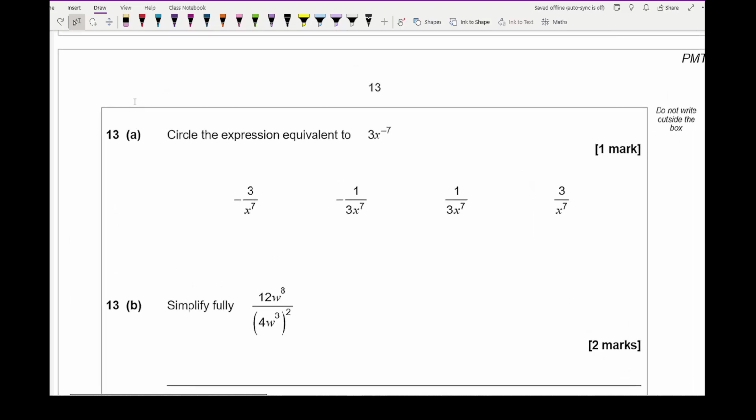Moving on to question 13, let's just zoom in so we can see it a bit more clearly on the screen. It says circle the expression equivalent to 3x to the power of minus 7. So for this, 3x to the power of minus 7 means 3 times x to the power of minus 7. A negative power means the reciprocal. So that's 3 lots of 1 over x to the 7. So what I'm looking for is 3 over x to the power 7, which is our fourth option.